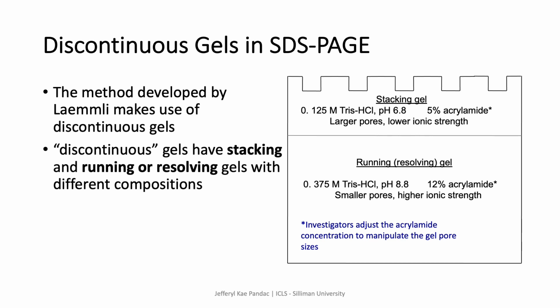The method of protein separation developed by Laemmli utilizes discontinuous gels, which means that the method has both a stacking gel and a running or resolving gel. The migration of protein molecules varies greatly in the stacking and the running or resolving gels. These two gels have different compositions. When one wants to manipulate the gel pore sizes, adjustments to the acrylamide concentrations can be made.